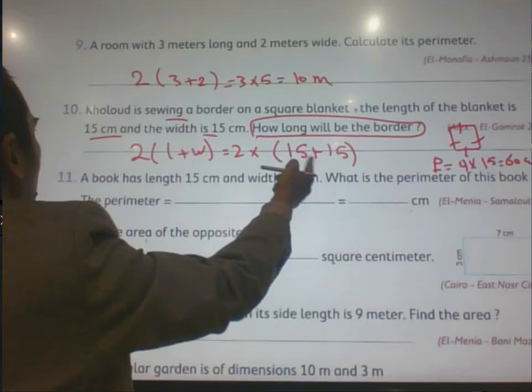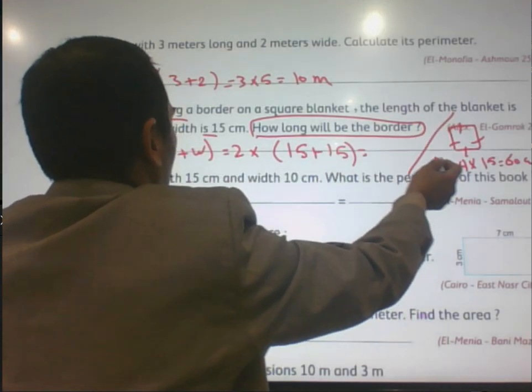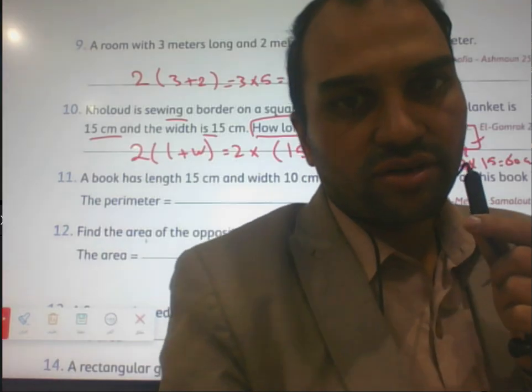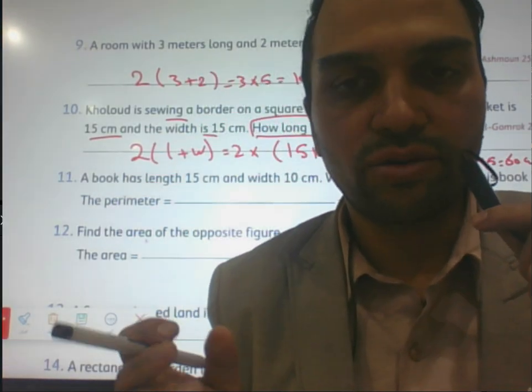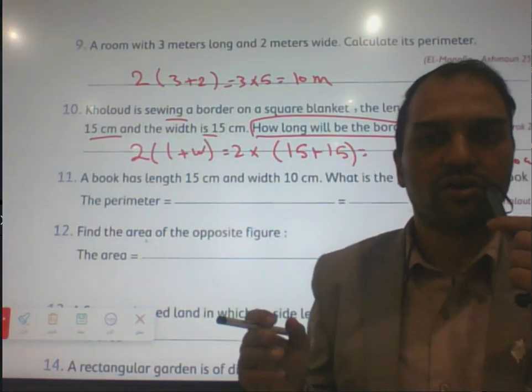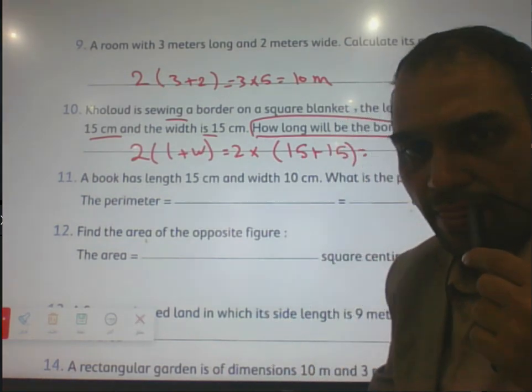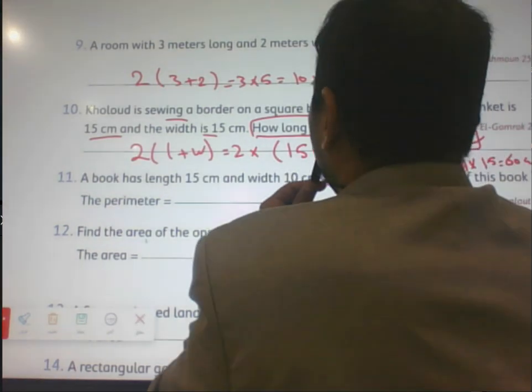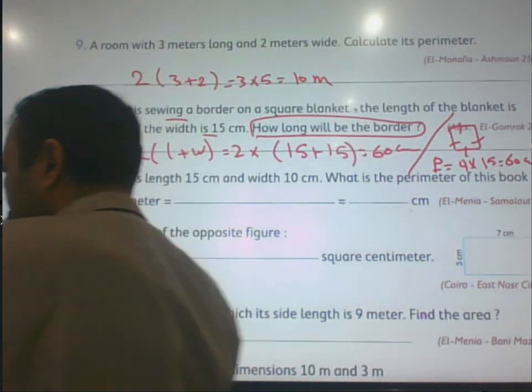Okay, or twice the sum of length and width. You can solve by this method or by this method, because the rectangle here converts to a square, because he gave me two equal dimensions. Length equals 15 centimeters and width also equals 15 centimeters. So the answer here will be 60, or 15 plus 15 is 30, 30 times 2 equals 60 centimeters.